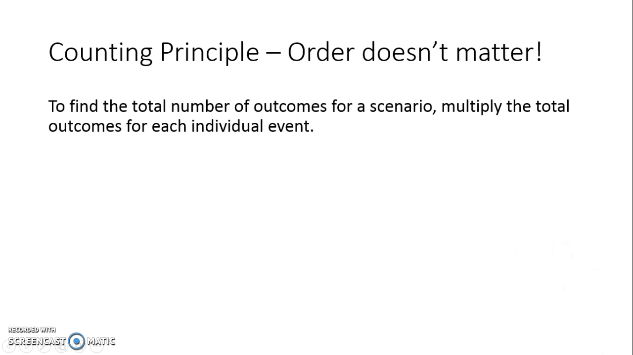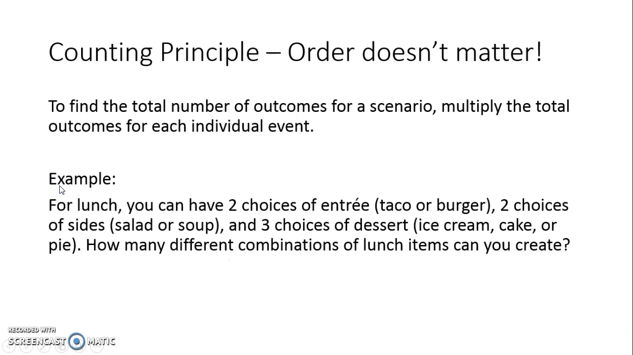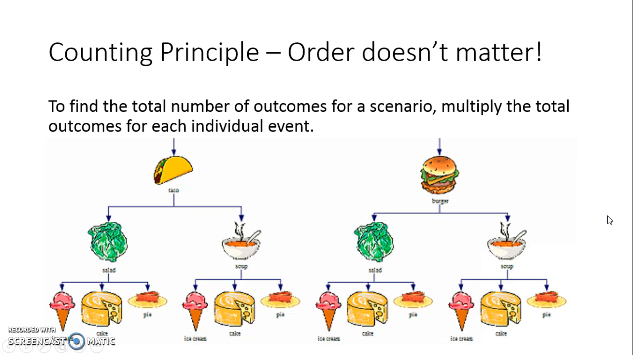I'm going to try to hide the little webcam shot over here, and let's see if this works. So, for example, for lunch, you can have 2 choices of entree, let's say either a taco or a burger, 2 choices of sides, either salad or soup, and 3 choices of dessert, ice cream, cake, or pie. How many different combinations of lunch items can you create? Okay, so most people, when they're thinking about this, might make a diagram like this, okay? And they're going to think through all their options. So let's say I get a taco.